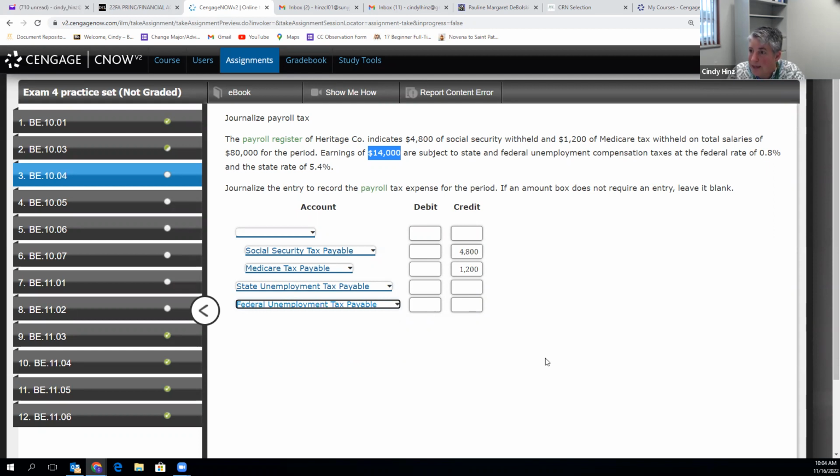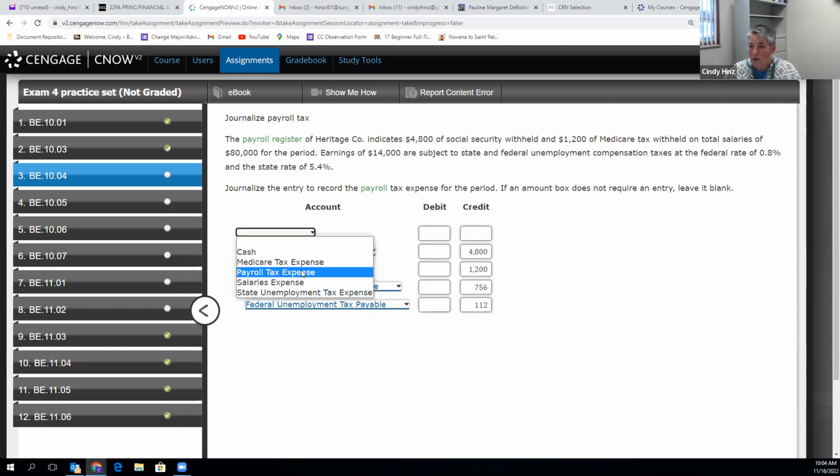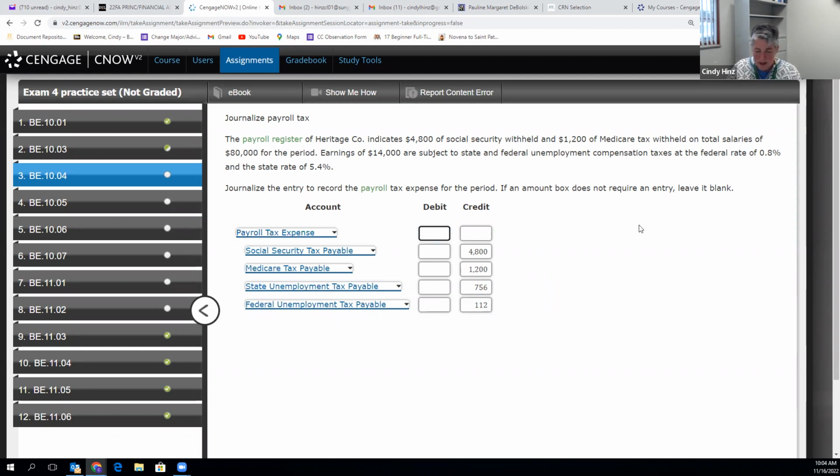So for the state, the rate is 5.4% of the wages that are subject to unemployment, which is 14,000. So 5.4% of 14,000 is $756. And then we're going to do the same calculation, 14,000 at 0.8% or $112 for the federal unemployment. And all of this is going to be reported as the additional payroll tax expense. We kind of lump all those things together under one umbrella as far as the expense side goes.